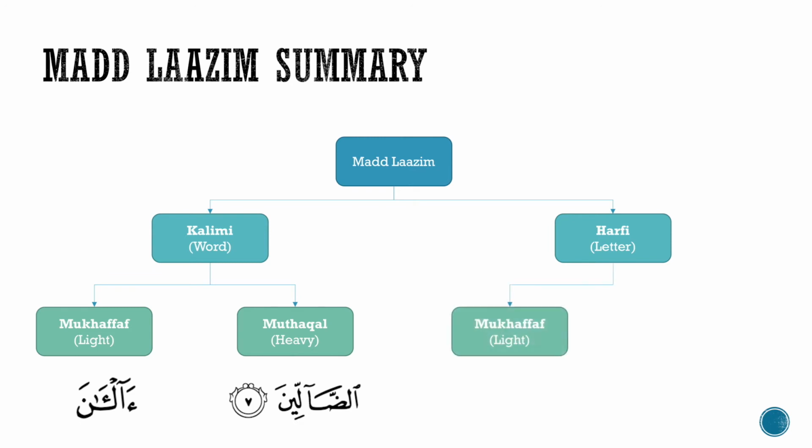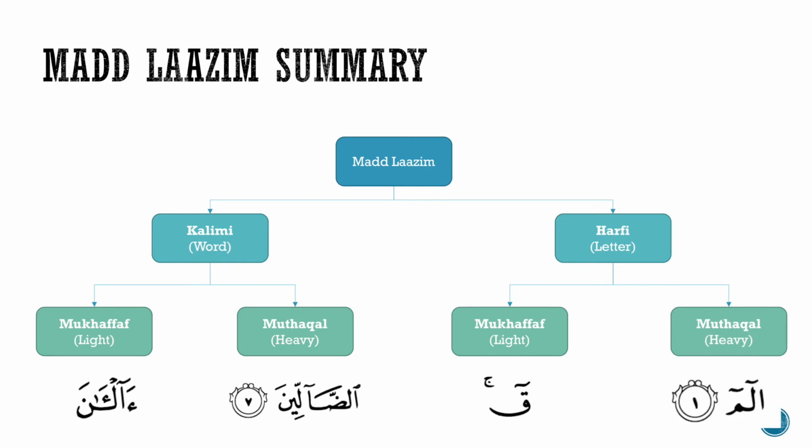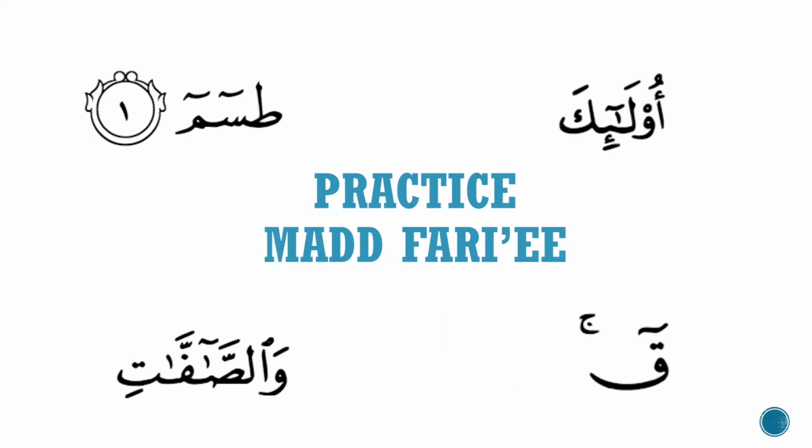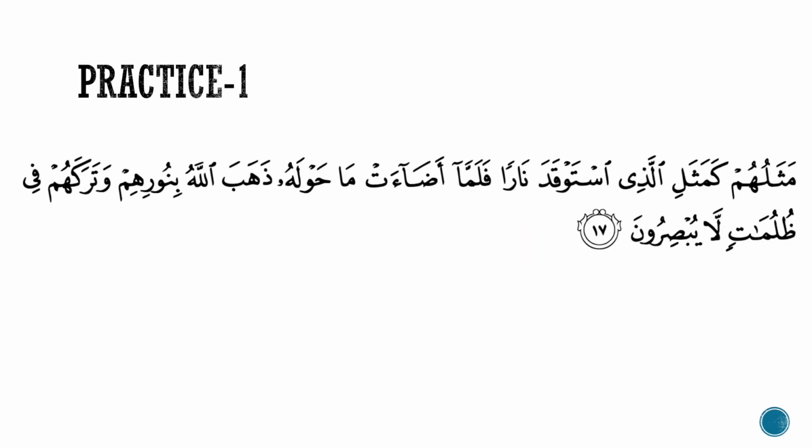ad-dallin. For mad lazim harafi, we also have mukhaffaf. Example is qaf. And we have muthaqqal. Example is alif lam mim. Now let's practice finding some of the mad fari'i rules from different ayahs of the Quran.